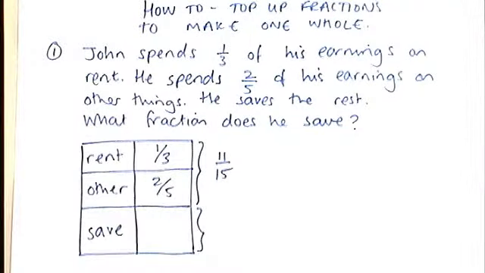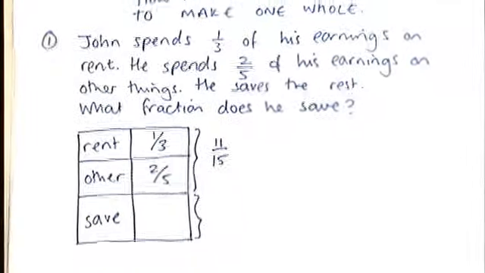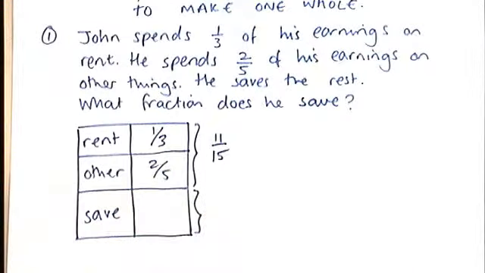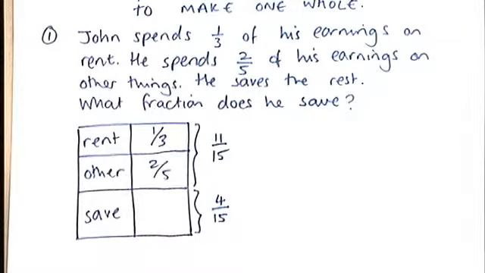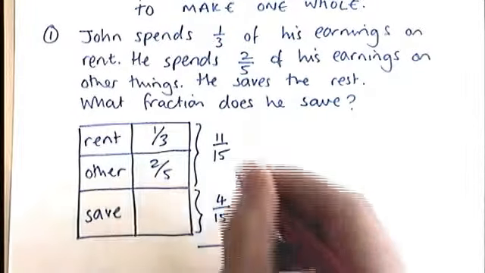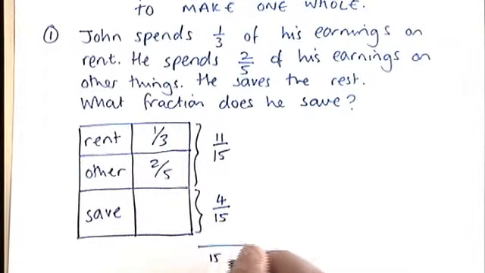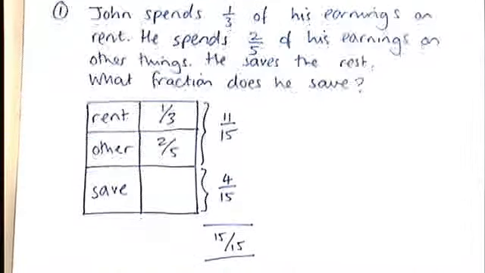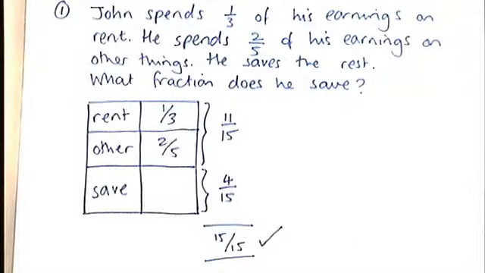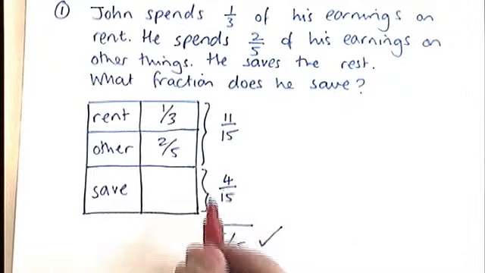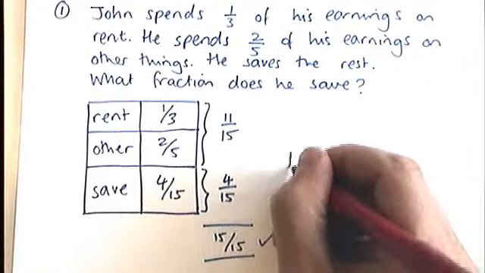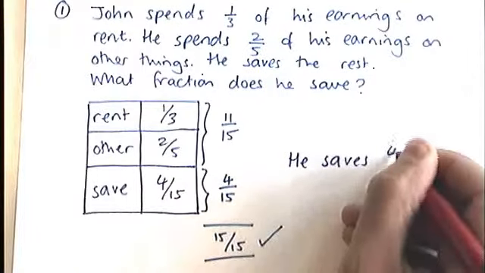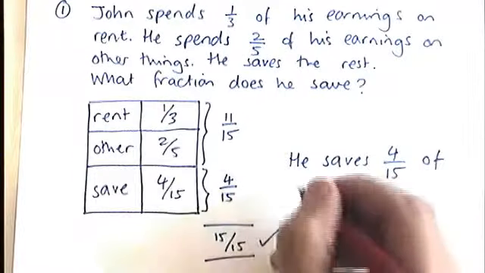Remember what I said, the total needs to be 15 out of 15 in this case. If we're going to work in 15ths, the total of all three fractions needs to be 15 out of 15. So I can see that that one is going to be 4/15. If I add those up, do they make 15 out of 15? Well, 11 and 4 is 15 out of 15, so that's my check. The reason I've written it to the side here is because I might want to simplify this fraction, but I can't simplify it. So the answer that I'm looking for is 4/15, and you would write he saves 4/15 of his money.